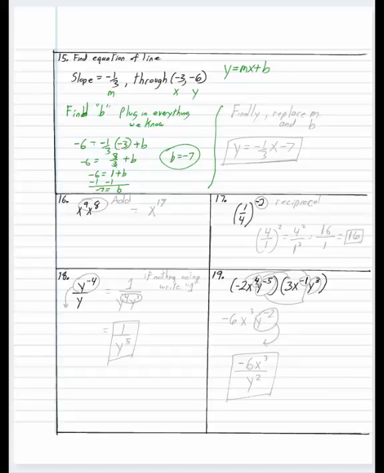Now for the final step, replace m and b. So y would equal m, which is negative 1/3, x minus 7.